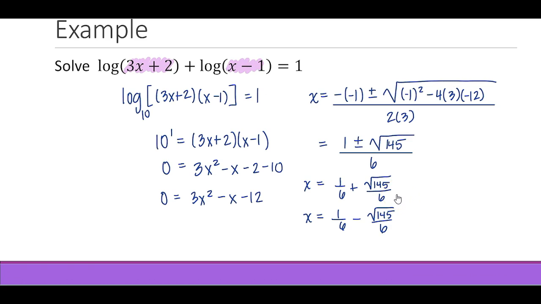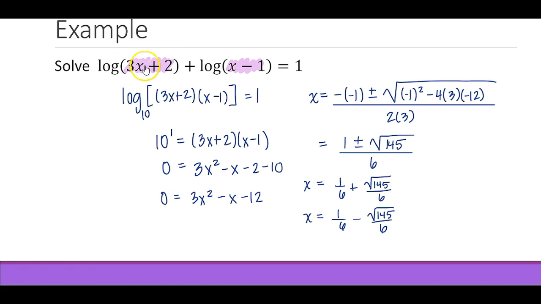So here, we want to have a little bit of number sense to determine approximately what values these are. So let's think about the square root of 145. That's a little bit bigger than the square root of 144, which is 12. So it's a little bigger than 12. So 12 over 6, that's 2, plus 1/6. So this number is bigger than 2, and it's positive. So there's not going to be a problem plugging it into 3x plus 2.